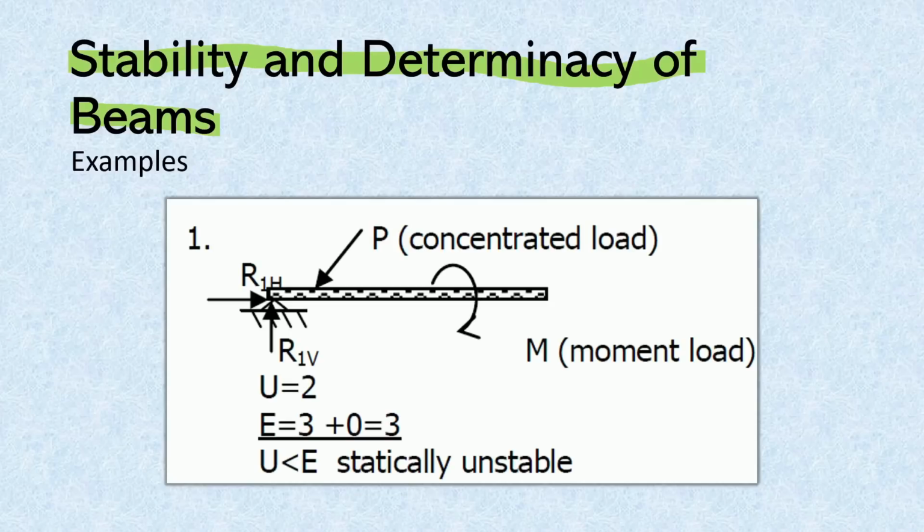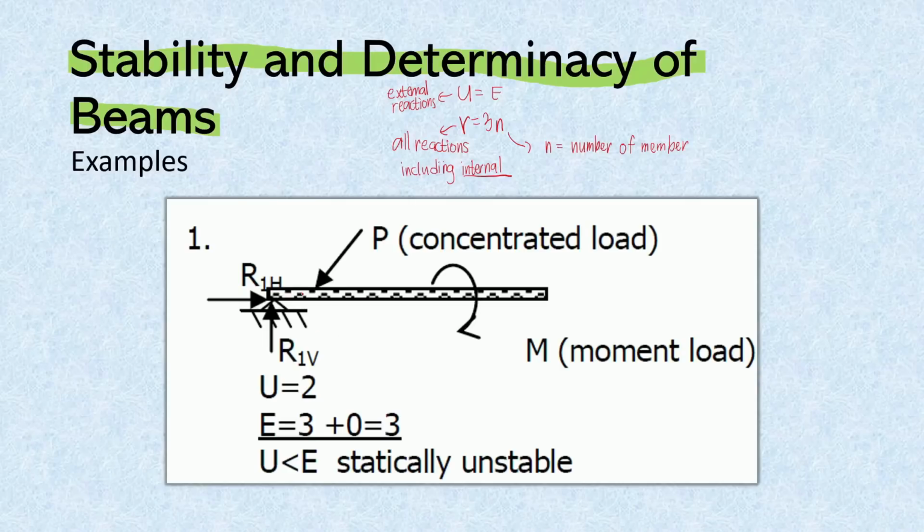Now, to internalize the stability and determinacy of beams, I have here 14 examples. And then I will also teach you how to apply the alternative formula, which is R equals 3n. This can be applied to determine the stability and determinacy of beams. However, this R considers all reactions, including internal reactions. This is different from U equals E because U here only considers external reactions. And then our n here is the number of members.